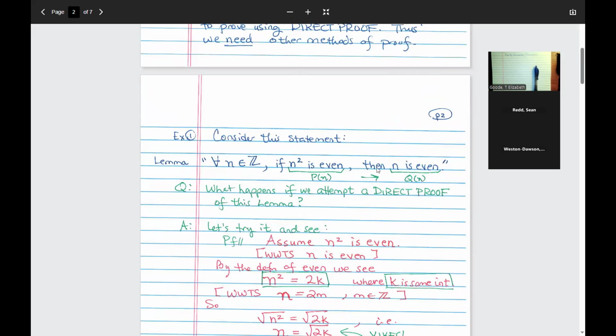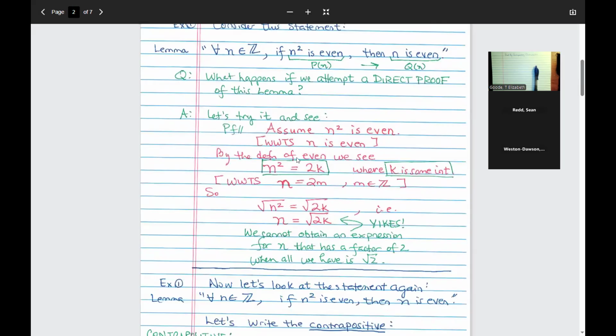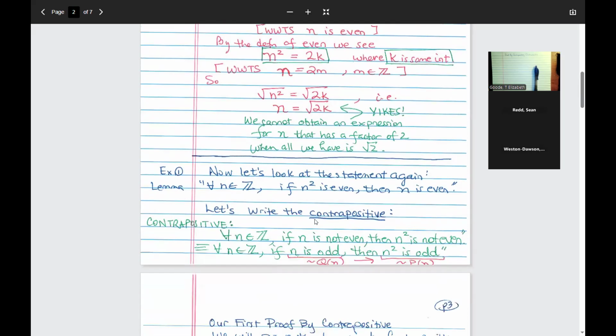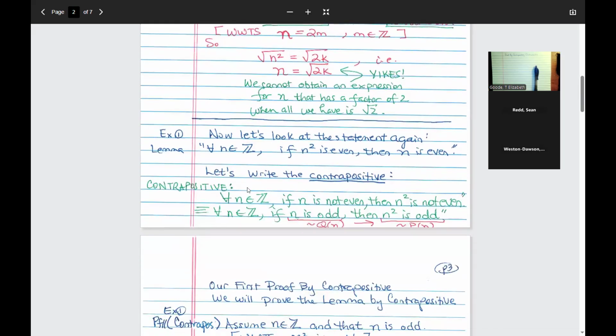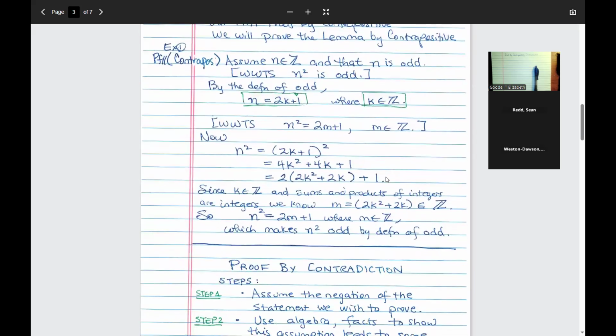Super simple statement, but you can't prove it directly because if you try to prove it directly, we're assuming n squared is even. And then remember, we got the square root of 2, and that was no good. That doesn't help us prove that n is even because the square root of 2 is not involved in the definition of even, right? So we wrote the contrapositive. If n is not even, then n squared is not even. In other words, if n is odd, then n squared is odd. And we proved it. That's an easy proof. It's so easy, right?